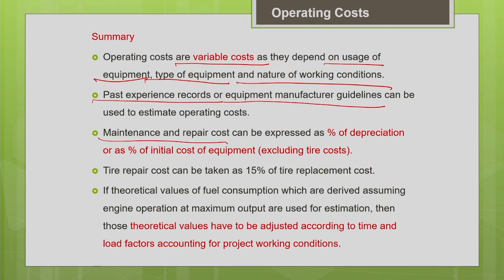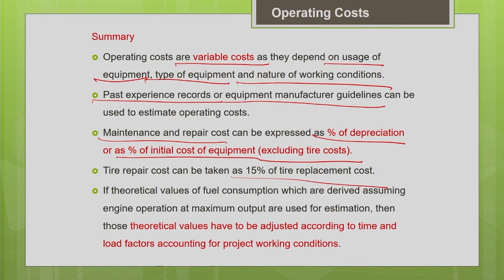Another important thing to be noted is your maintenance and repair cost of the equipment. It can be expressed either as a percentage of the depreciation or as a percentage of the initial cost of the machine excluding the tire cost, because tire repair will be considered separately, because the life of the tire, the deterioration rate of the tire, everything is going to be different from the remaining part of the equipment. So when you calculate the maintenance and repair cost of the equipment, we exclude the tire cost from that. If you don't have much information on the tire repair cost, you can just add 15% to the tire replacement cost to get the tire repair charges.